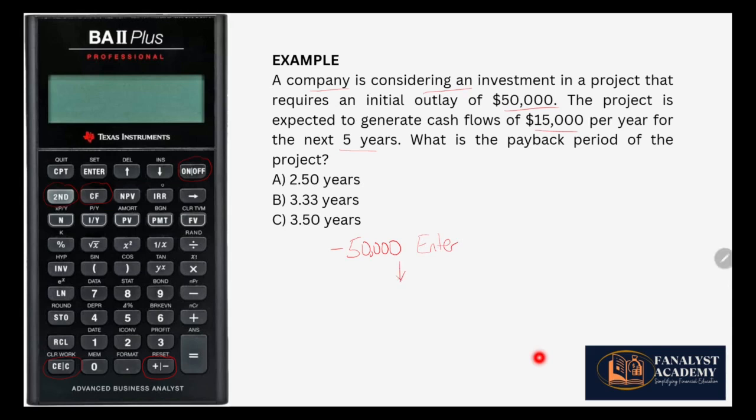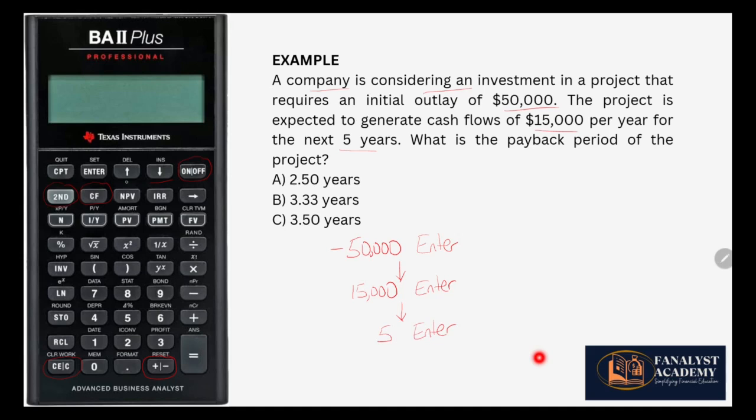Then we'll press down. So this is down in the calculator. Once we press down, we can put the next cash flow. So we have the next cash flow to be 15,000. So we'll put 15,000. We'll press enter. We'll press arrow down again. We see F01. Now, since this cash flow is going to be a recurring cash flow for the next 5 years, we'll put F01 to be 5. So we'll press 5, we'll press enter.